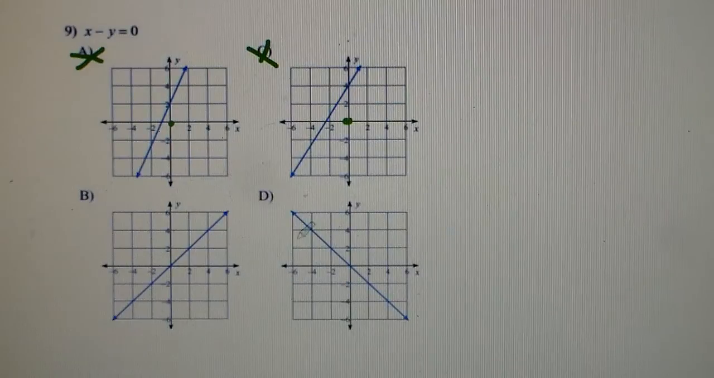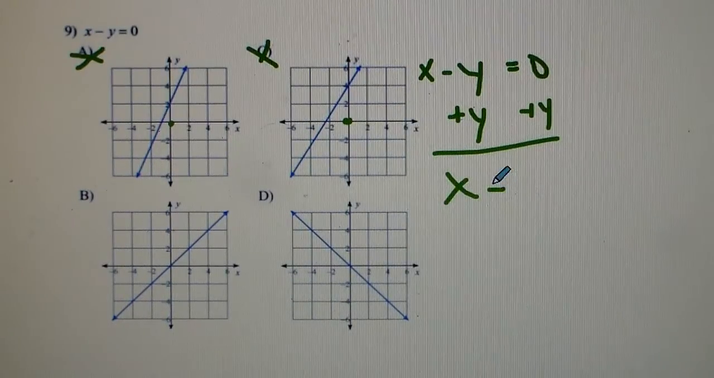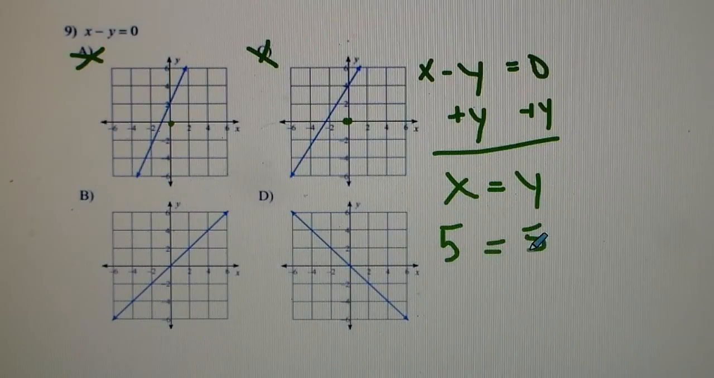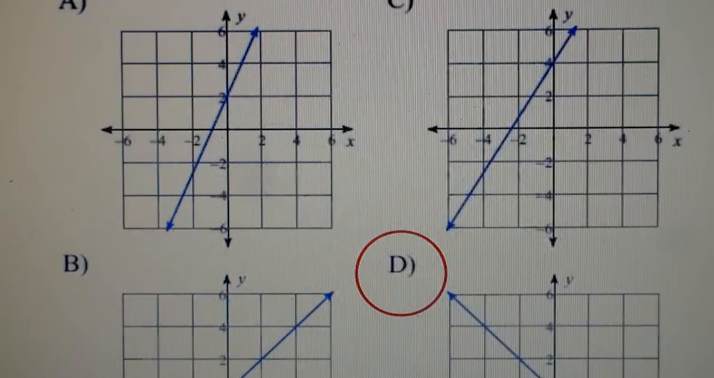Alright, so now which direction is it? Well, if we were to solve for x, I'll make this equation a little bit bigger. x minus y equals 0. We add y to both sides. We get x equals y. And when x equals y, what that means is if x is 5, that means y has to be 5. So if we look at B, when x is 5, y is 5. When x is 5 here, y is -5. So our answer is B. And that's the direction which it'll go in. It's a tricky one.